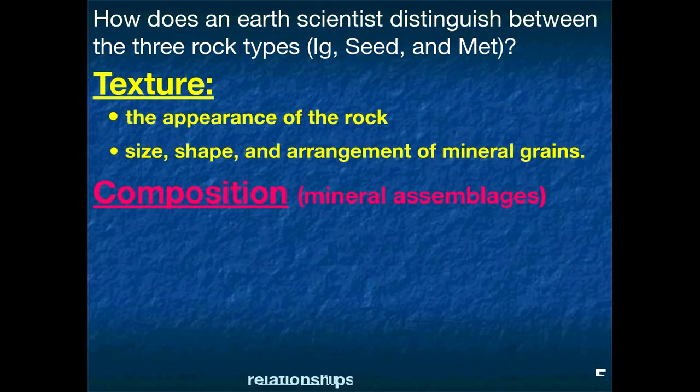The next criterion we look at is the composition of the rock. And when we say composition, we're looking at mineral assemblages, or the types of minerals that make up the rocks.